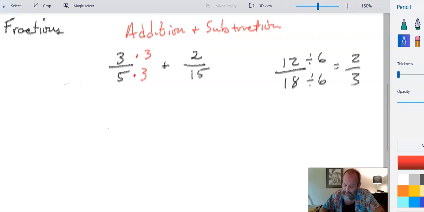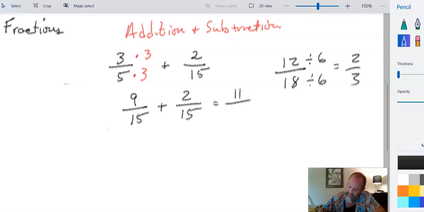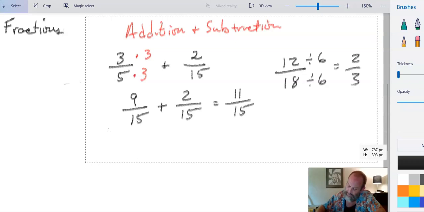Anyways, so once I do this, 3 times 3 gives me 9. 5 times 3 gives me 15, and that means the denominators match now. Once it matches, you can add the numerators. So this gives me 11/15 and we're good to go from there, right? Okay, so let's go ahead and get rid of this, and we'll take a look at another example here.